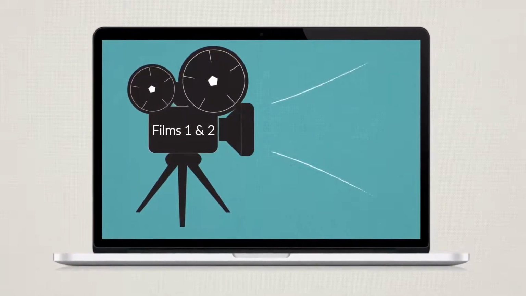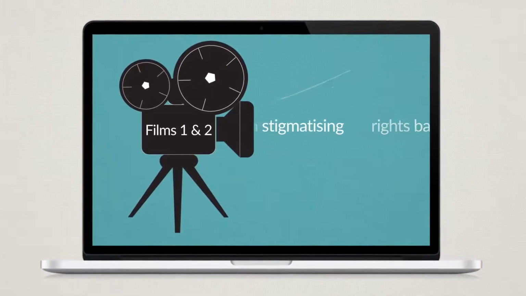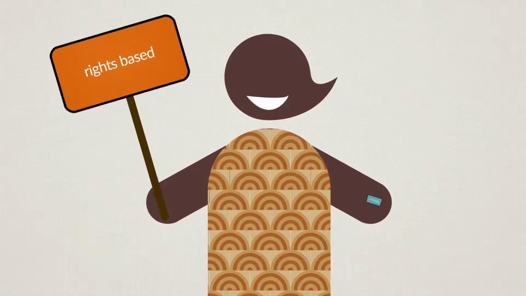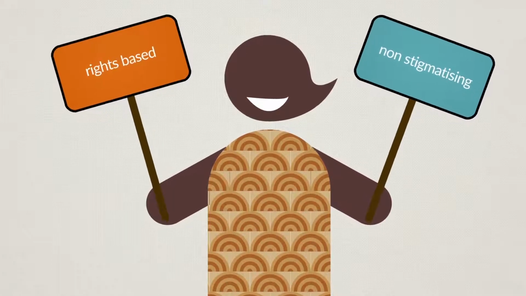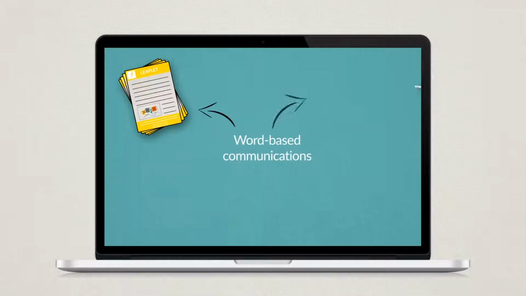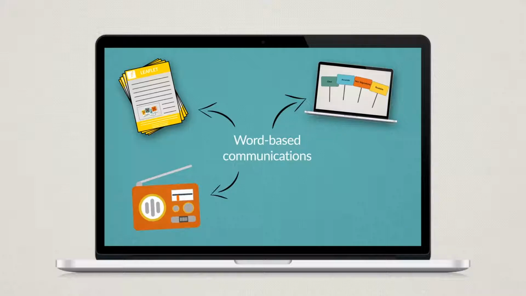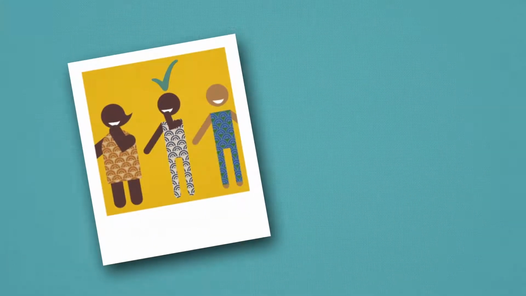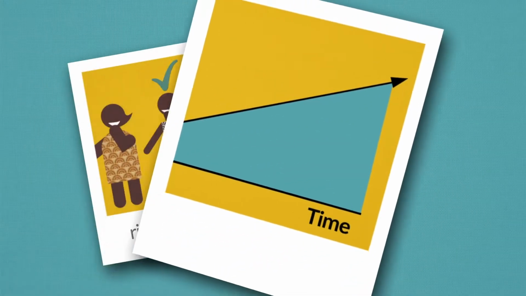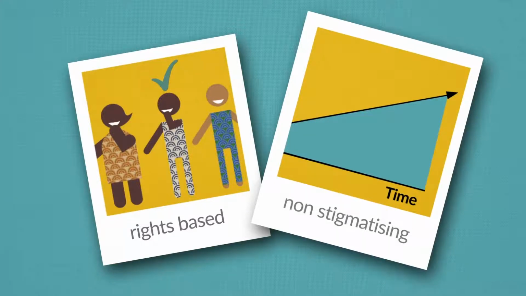In the first two films in this series, we explain the principles of rights-based, non-stigmatizing messaging and how to apply these principles to a communication strategy for your advocacy campaign. The third film in this series addressed how to ensure your word-based communications adhere to these values and the principles in your strategy. Now let's look at how to ensure that the images you use are also rights-based and non-stigmatizing.